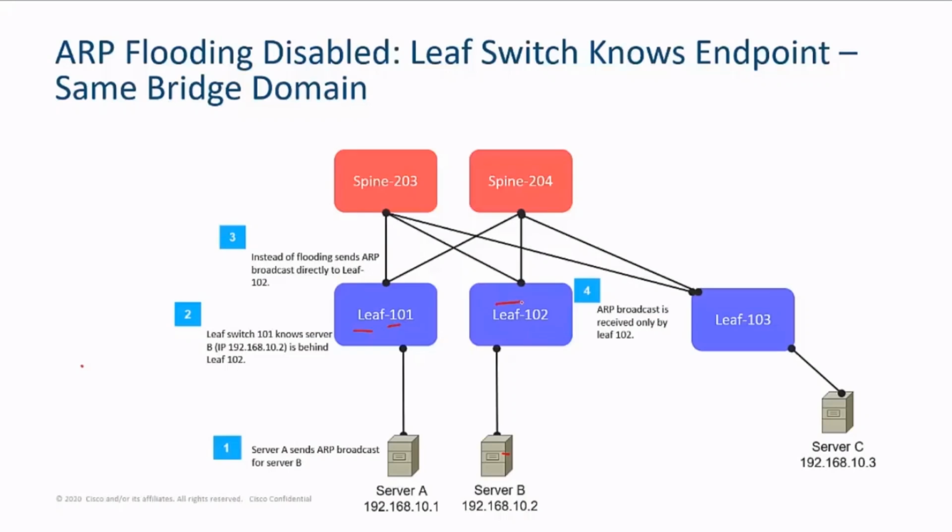Leaf 102 is going to decap it. It's going to look at the ARP broadcast and say, oh, I know where this IP is. It's locally attached to me. And we'll send that ARP broadcast to server B. Server B will receive it, and notice the other server, server C or Leaf 103, they don't get a copy of that ARP broadcast because we're not flooding it. We're sending it directly to Leaf 102.